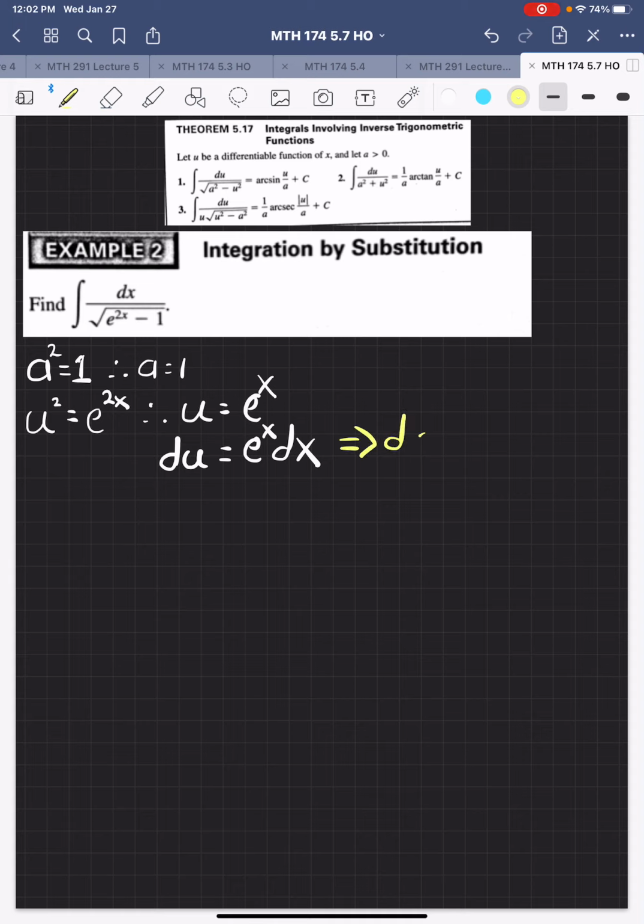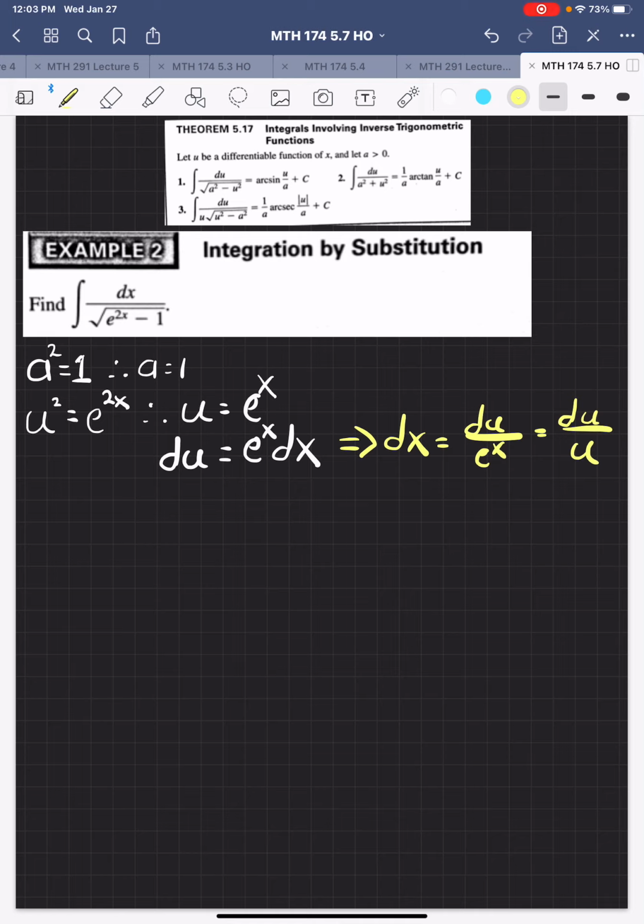That would mean that dx is equal to du over e to the x, right? If you want to get dx by itself, divide by e to the x here and here. Now I know what dx is defined as: dx is defined as du over e to the x. And what is e to the x? Right, e to the x is just u. So du over u. Okay.